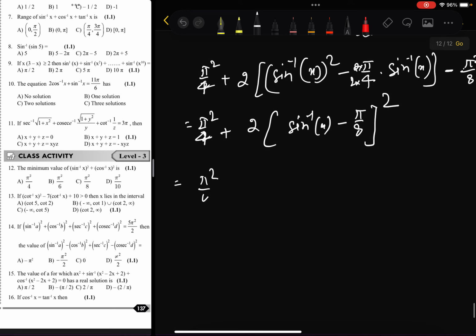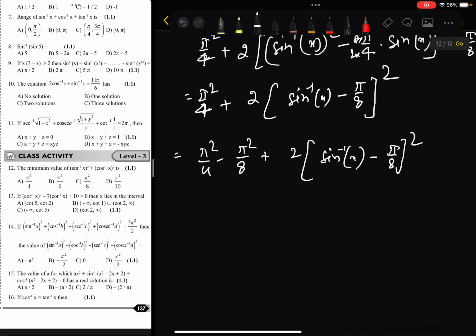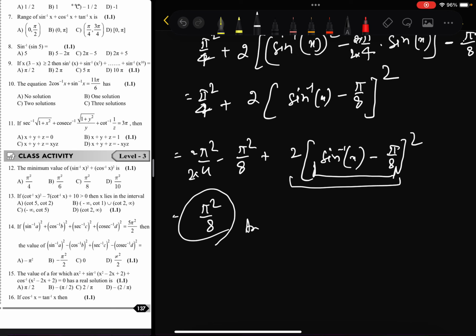So this is pi square by 4 minus pi square by 8 plus 2 times sine inverse x minus pi by 8 whole square. For the minimum value of this expression, this whole square will become 0. So the minimum value is pi square by 4 minus pi square by 8, which gives pi square by 8. This is the answer. This whole square will become 0 because sine inverse x equals pi by 8 for some value of x.